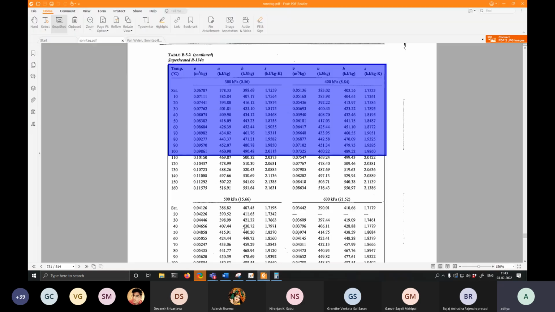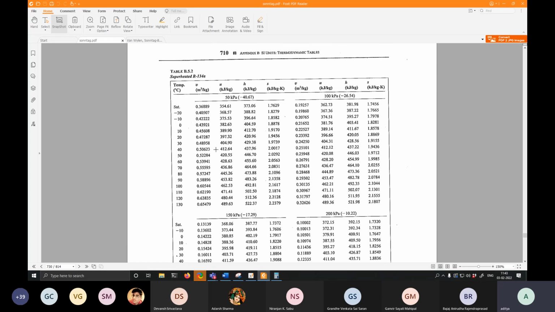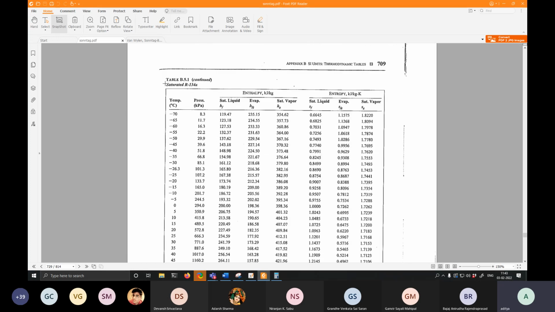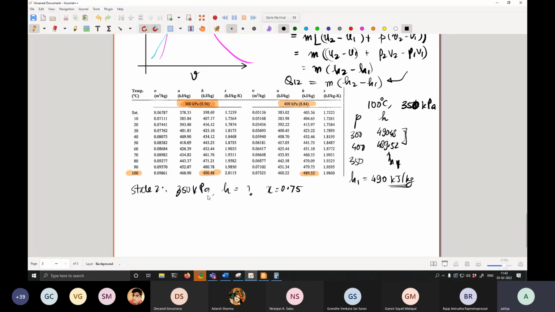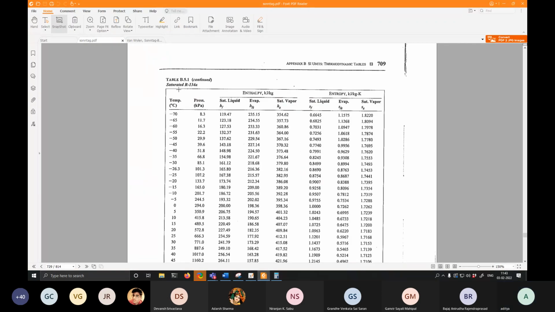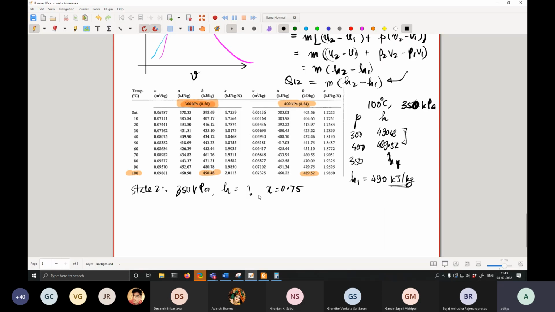Okay, so let's go to the saturated R134A data. This is the saturated R134A data and this is the enthalpy entry, and we are looking at 350 kilopascal. In this particular thermodynamic table, there is no pressure entry for R134A. There is only a temperature entry, but this appears to be very close to 350. Yes, sir. So let me just grab hold of this.